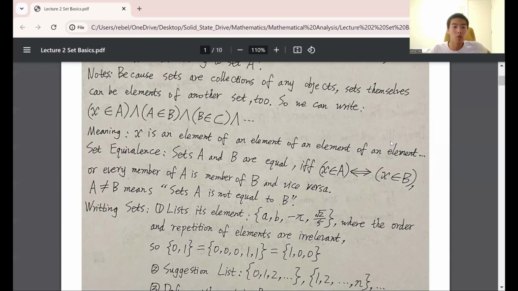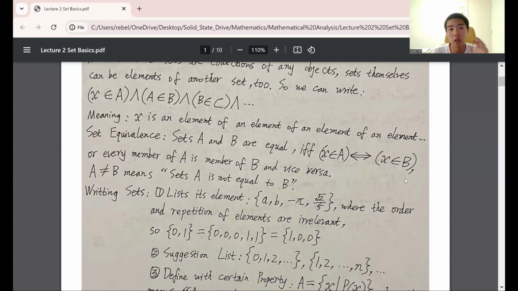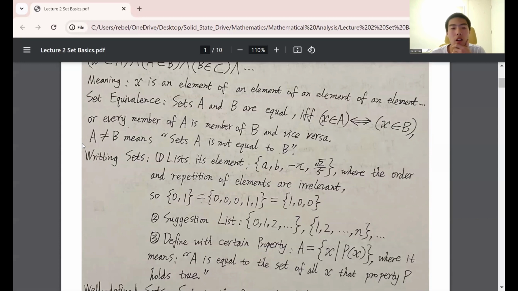I think the most basic relationship between different sets is set equivalence. How do we define two sets as equal? If you still remember the logical operation if and only if, then it's totally fine. If A and B are two sets, they are equal if and only if X belongs to A implies X belongs to B. Which means every member of A is a member of B, and if you check every member of B, you will find it is an element in A. That is the definition of equal. If it's not the case, we say A is not equal to B.